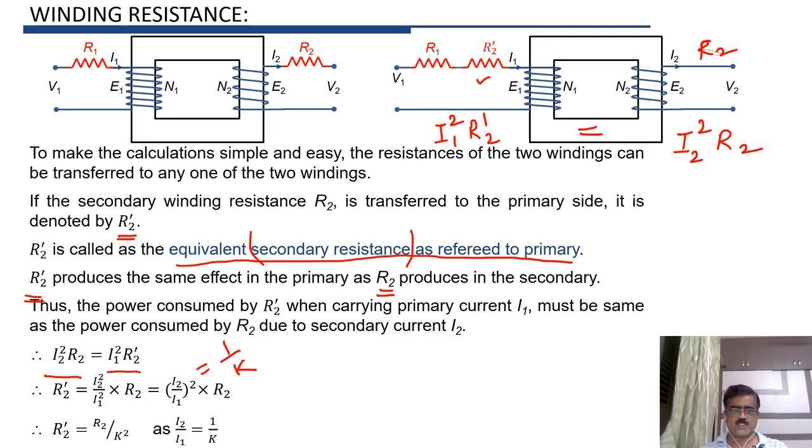So this expression is very important. R2 dash is equal to R2 upon K square. Means when resistance of secondary is transferred to primary, it should be divided by K square.